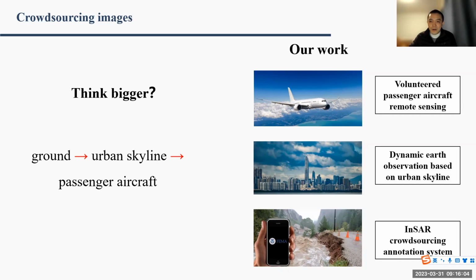Many people may have their offices in very high places, and there are also passenger aircraft. So nowadays it is quite easy for people to take flights, and these two kinds of platforms are very easy for ordinary people to reach. So in our work, we extended crowdsourcing images, not only taken on the ground, but also on urban tall buildings and on passenger aircraft. We divided this into three different works. I will talk about them in the following slides.